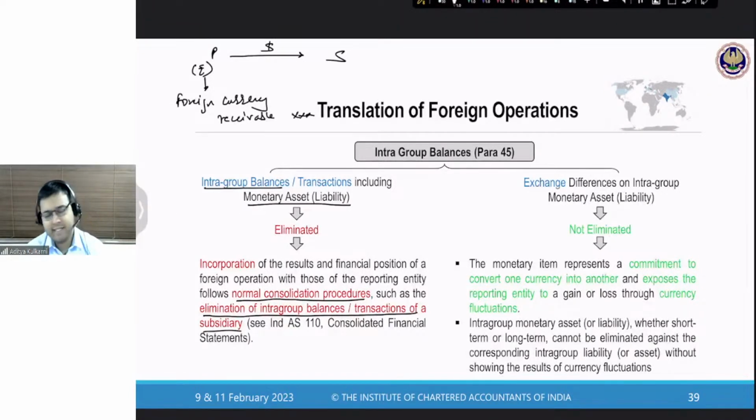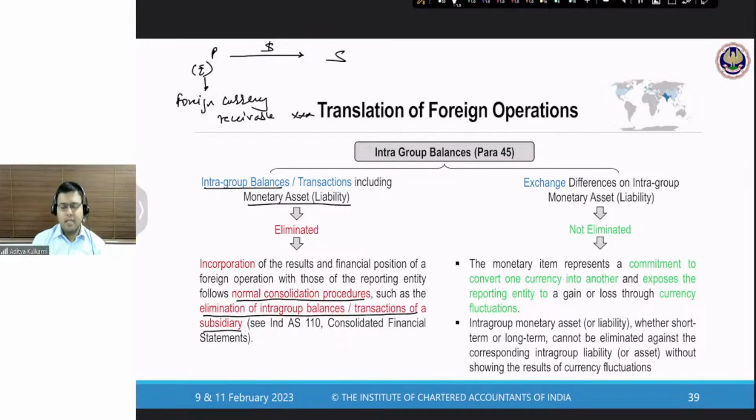Now, as per Ind AS 21 principles, when P starts preparing its standalone financials, P will convert this receivable into INR using the closing rate. And whatever the gain or loss, it takes it to the P&L because it is a translation gain or loss. So, parent foreign currency receivable.